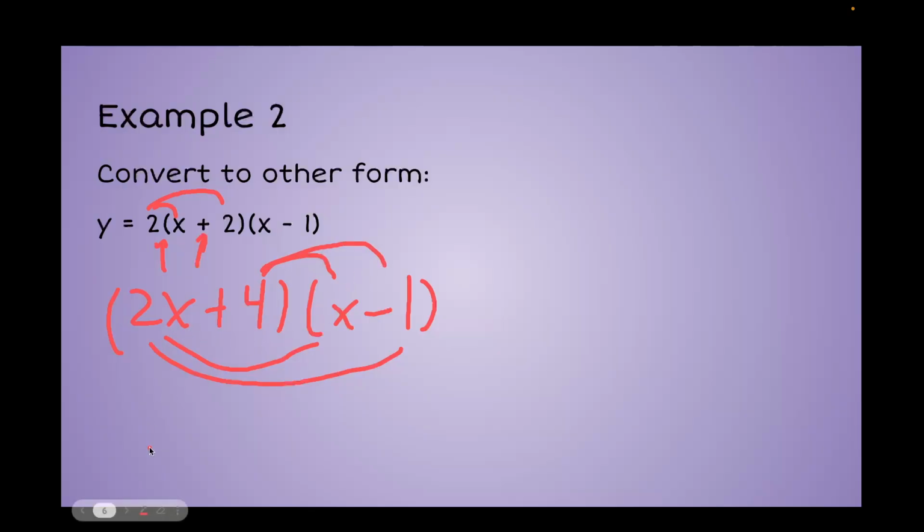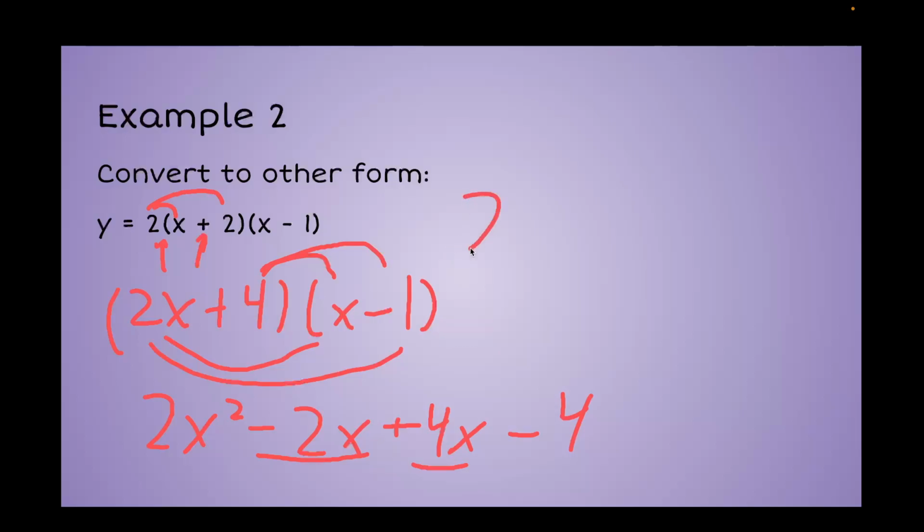So 2x times x is 2x squared. 2x times -1 is -2x. 4 times x is 4x. And 4 times -1 is -4. And then these 2 combine: -2 plus 4 is 2, so it's 2x. Yeah, unless I made a mistake somewhere, this should be the same answer that we got before. So it doesn't matter what order you distribute things in. You just want to distribute things 2 at a time.